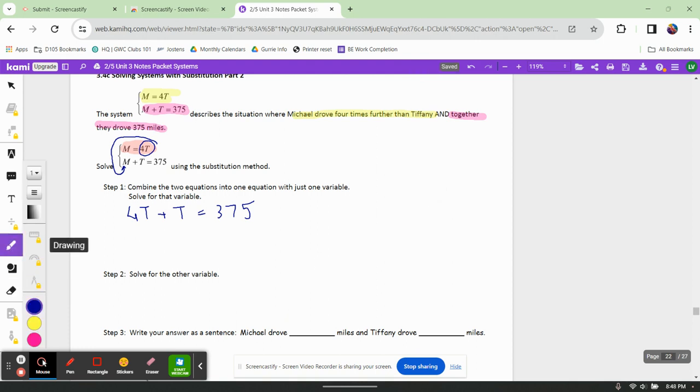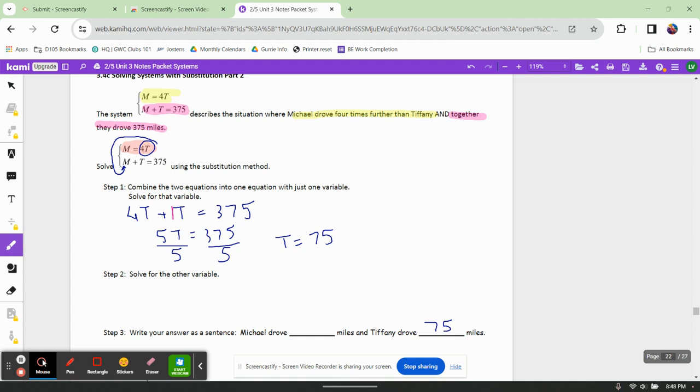Four t plus 1t, if it helps you can put the invisible 1 in front, becomes 5t equals 375. Then to get the t by itself, we divide both sides by 5, and we get the answer of 75. That 75, we're going to jump down to step 3 where it says write your answer as a sentence. T represents Tiffany. Tiffany drove 75 miles.